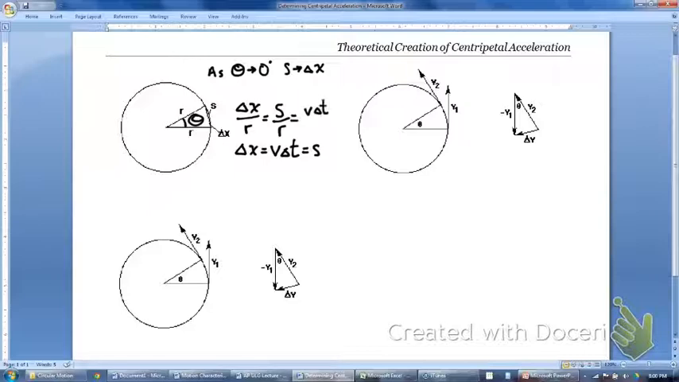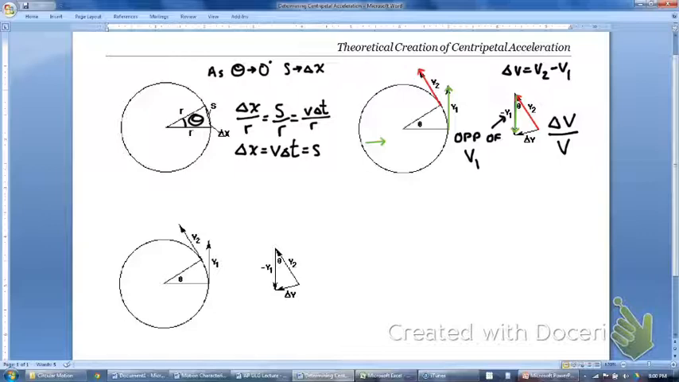Moving to by substitution, then we can see that v delta t over r is equal to s over r. Moving on to our velocities in the upper right-hand corner, we can see that we want to find our change in velocity. And our change in velocity is the difference between v2 and v1. In this particular case, we will call v2 red and v1 green. Because we are finding the difference, we want to add the opposite of v1 to v2.